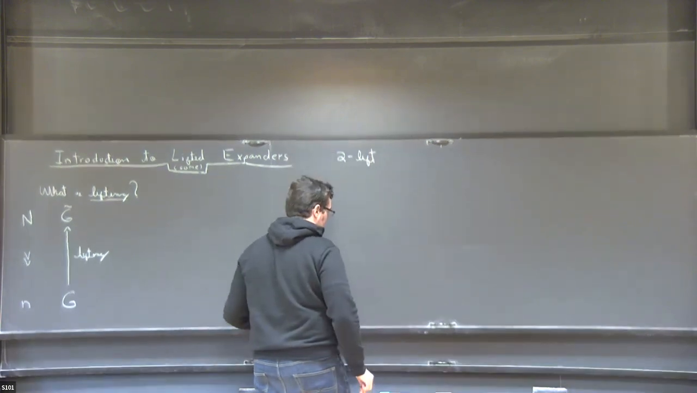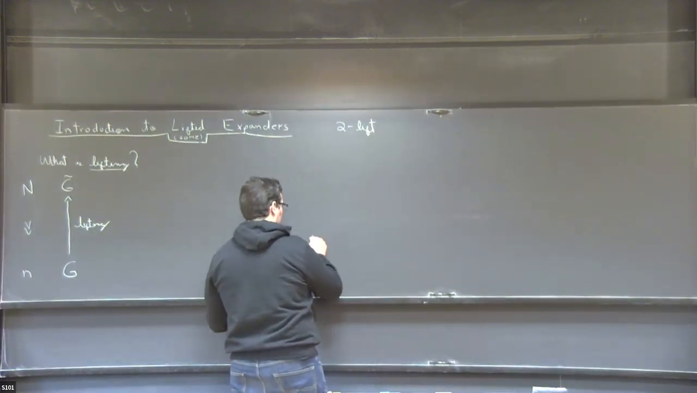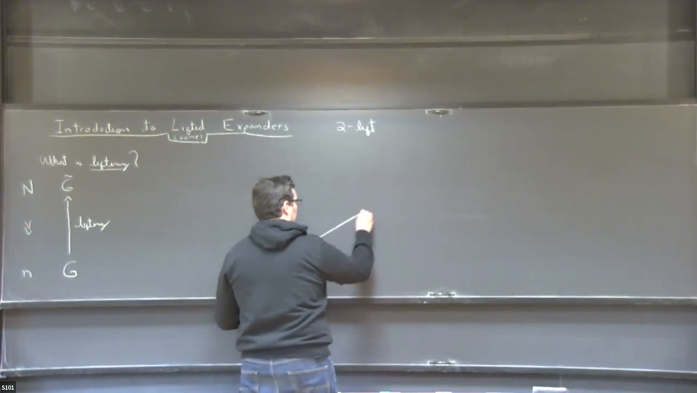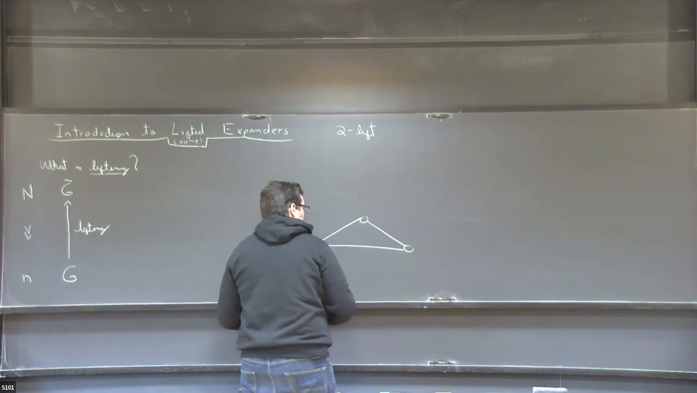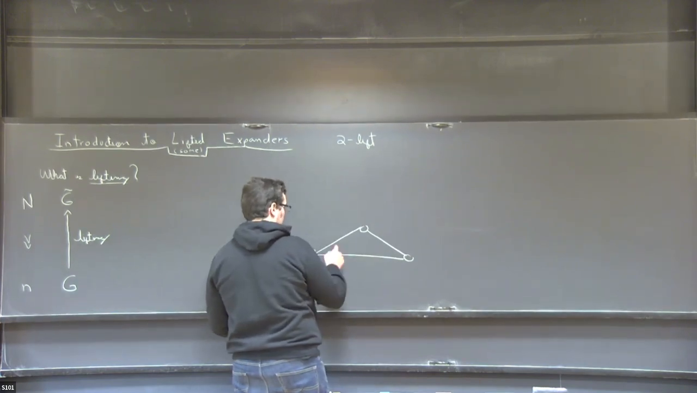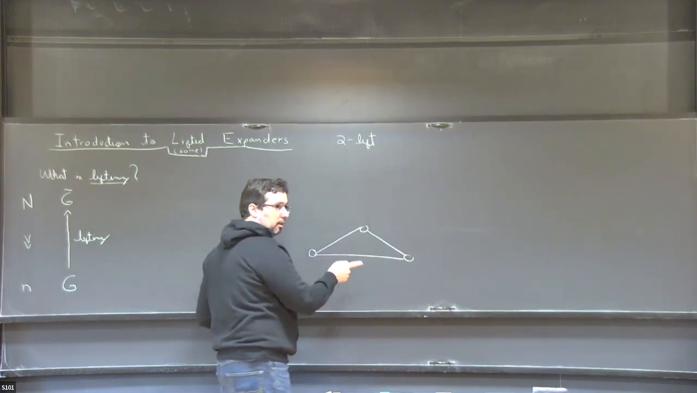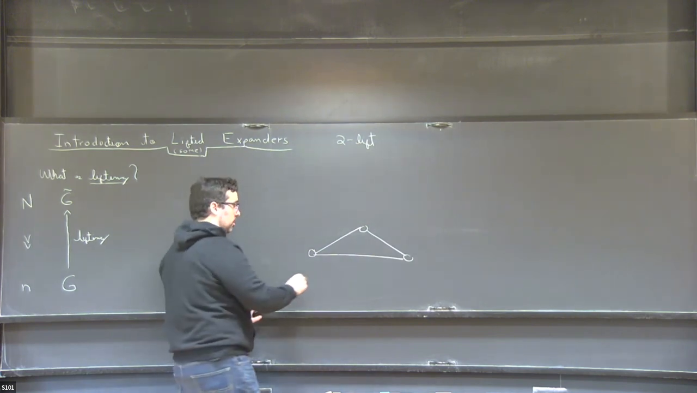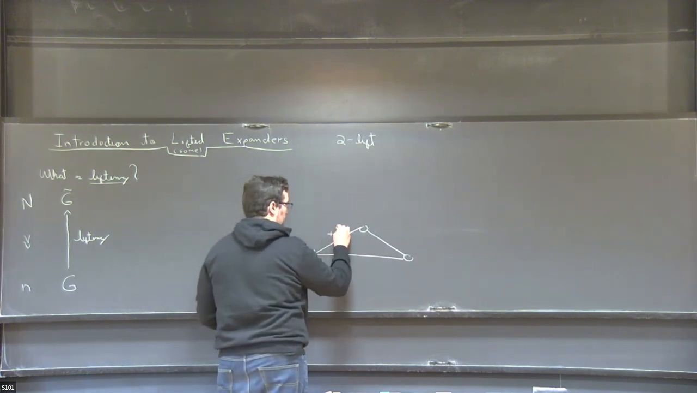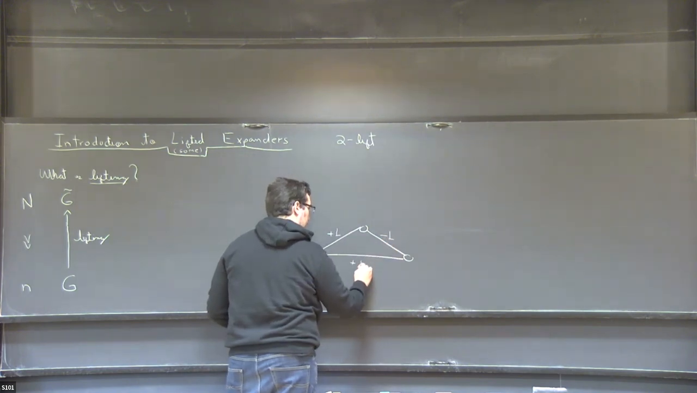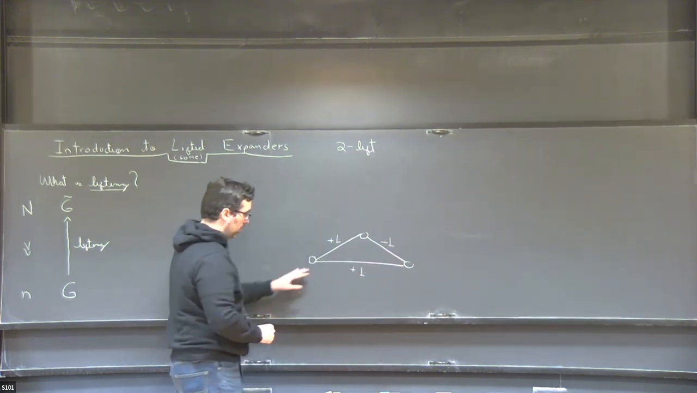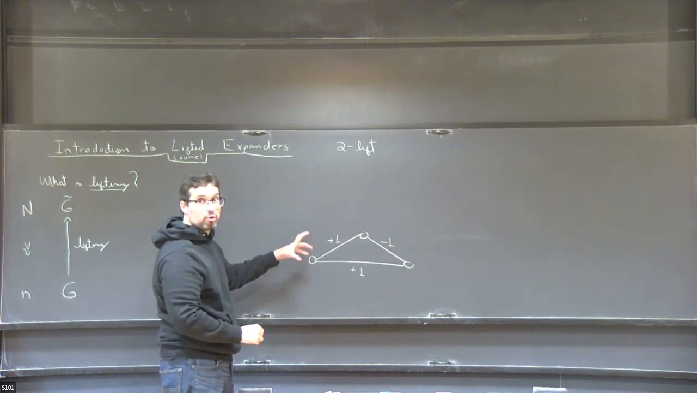And the idea in the two lift is that, let's say that we have a graph here, a triangle. And in the lifted construction, the two lift, for each edge, you're going to assign a plus or minus one. So let's say that here you have a plus one, here you have a minus one, and here you have potentially also plus one.